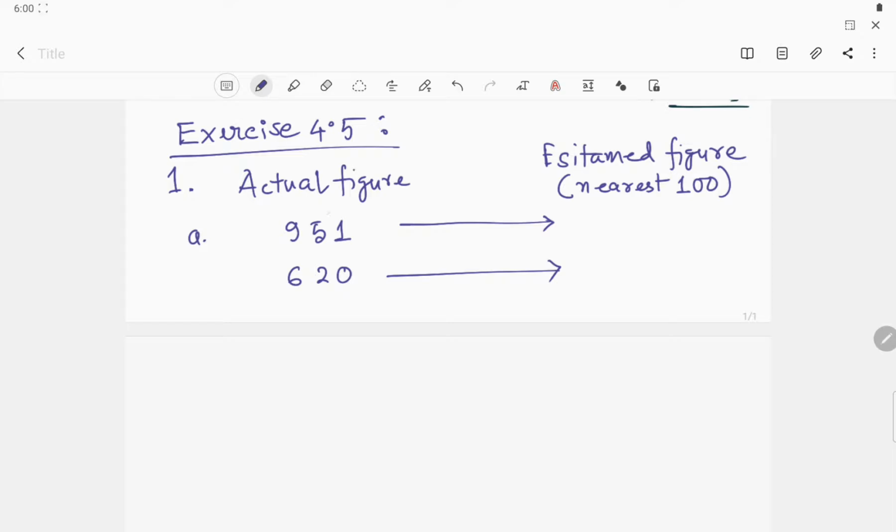So you have to check the tens place. This is 5, and if the figure is 5 or greater than 5, then the numeral is rounded to the next 100, right? So it will be 1000. And 620, you have to check the tens figure, which is 2, that is less than 5, so it will be rounded to 600, right? Now find out the difference. So it's 0 and 0, and it will be 4 and 0, right? So the difference will be 400. This is our estimated difference, right? I wrote difference as diff, right?